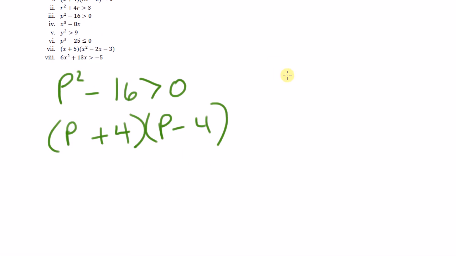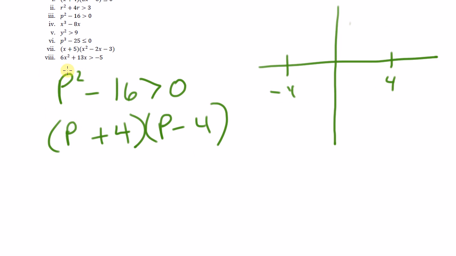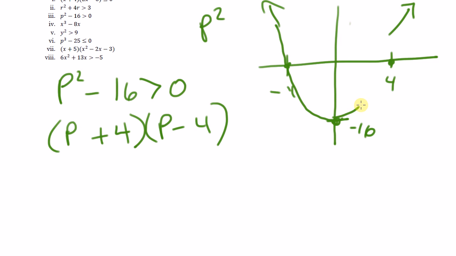So our zeros, and like I said, I'm going to graph it, and I'm going to keep doing this so that way you can see how much faster or slower it is. So I have a negative 4 and a positive 4. P squared, the parent function, is parabolic. It has to go through these 2 points. The vertex is going to be when p is 0, so we get a negative 16, and it has to go from negative infinity to positive infinity.